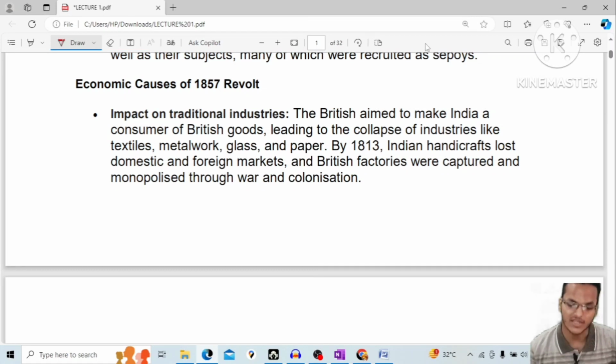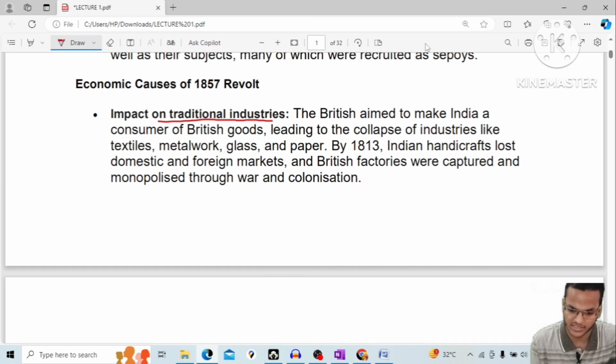नेक्स्ट आता है इकोनॉमिक कॉजेस. तो इकोनॉमिक कॉजेस में मेन इकोनॉमिक कॉज था the exploitation and the huge collection of the revenue. So impact on traditional Indian industries, जो हमारी कॉटन इंडस्ट्री और मेटल वर्क्स, टेक्सटाइल्स, तो इस तरह से हमारी पेपर इंडस्ट्री, बहुत सारी इंडस्ट्रीज पूरी तरह डाउनग्रेड हो गई, वो कोलैप्स हो गई थी.